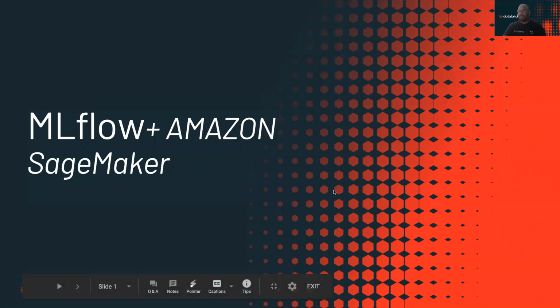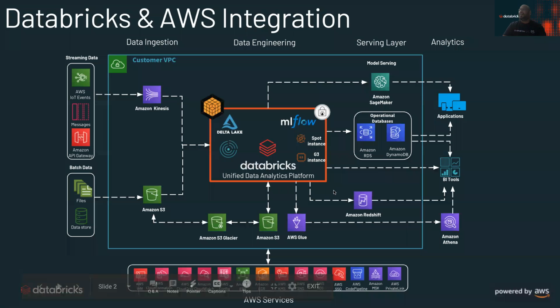We got lots to unpack here today, so let's get going. As you can see, Databricks sits in the heart of the AWS ecosystem. It's really well connected to all of its services. So today we are exclusively going to talk about MLflow and Amazon SageMaker.